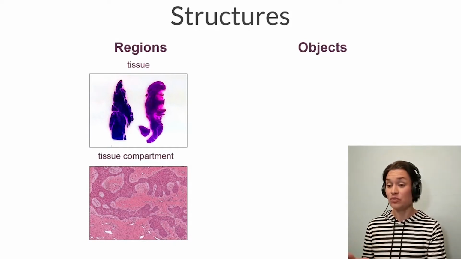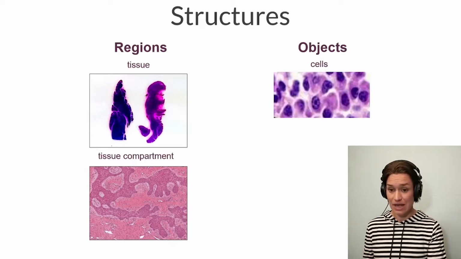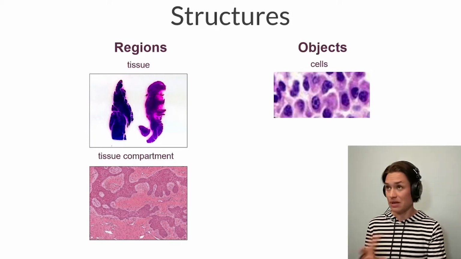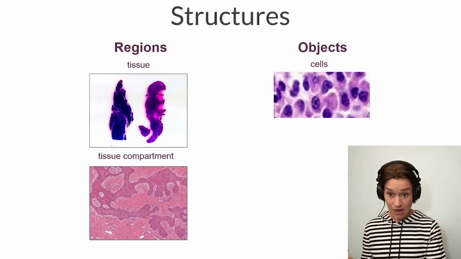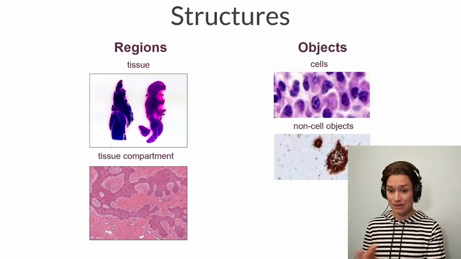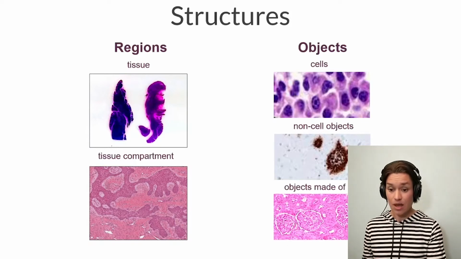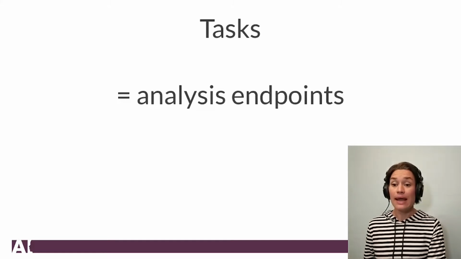So for example, tumor epithelial region versus stromal region. And objects, obviously we start with cells, but this can also be subcellular elements like vacuoles, like mitochondria, anything that is an object. Obviously, the most obvious for us are cells. Then we can also have non-cell objects like those beta amyloid plaques. They're delineated objects, but they're not cells. Or we can have objects made out of cells, but we don't really care about the cells, we care about the whole object. For example, the glomerulus here, the renal glomerulus. So the tasks that we're interested in are our analysis endpoints.